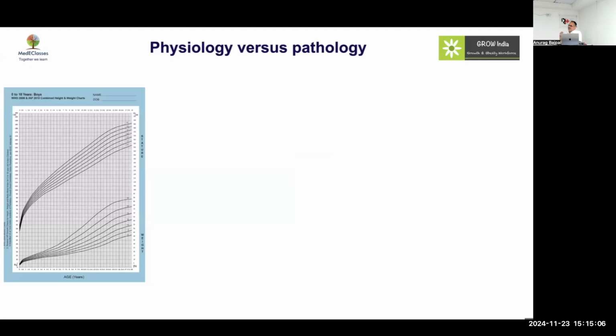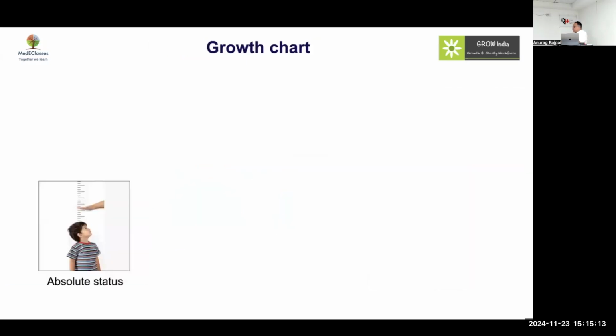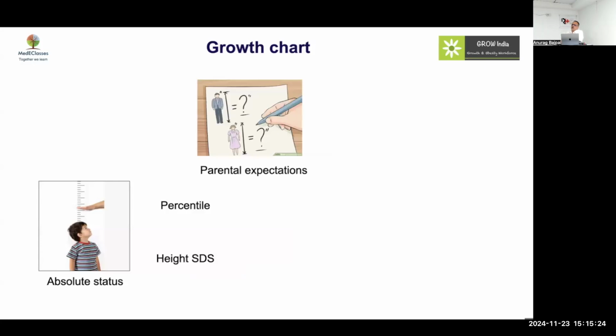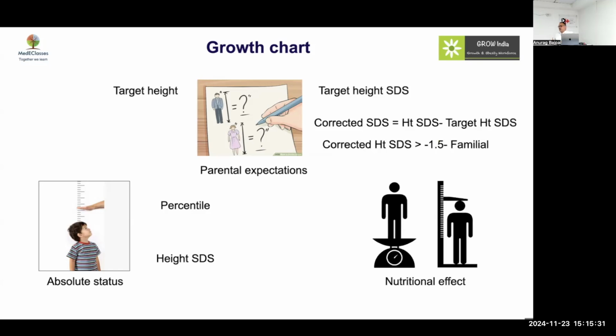Three things to look at in a child with short stature to identify physiology versus pathology are growth chart, puberty, and bone age. When we talk about growth chart, we look at 3 major things. What is the absolute status? How is the child compared to the population in terms of percentile and SDS? How is the child coping as compared to parents in terms of target height and target height SDS? And finally, what is the nutritional effect, in terms of whether the weight is more affected or the height is more affected?